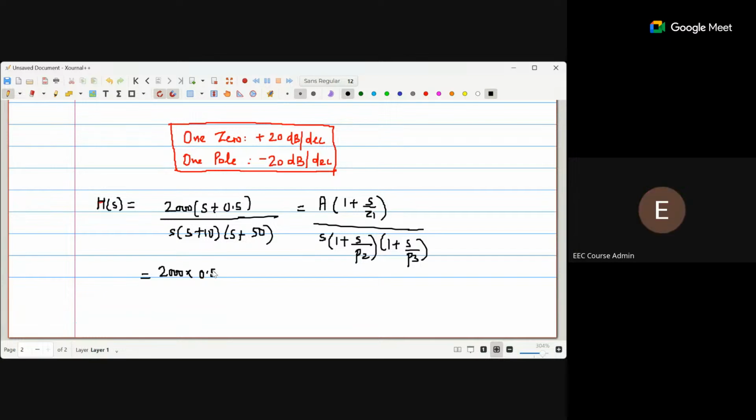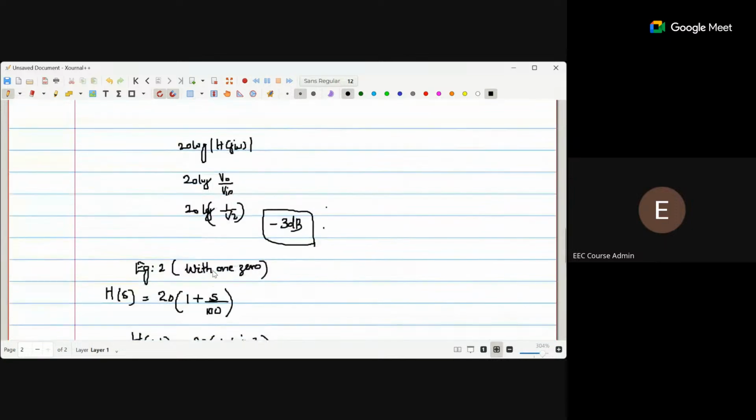No, I don't understand which example you're talking about. The one with zero or the one with pole?